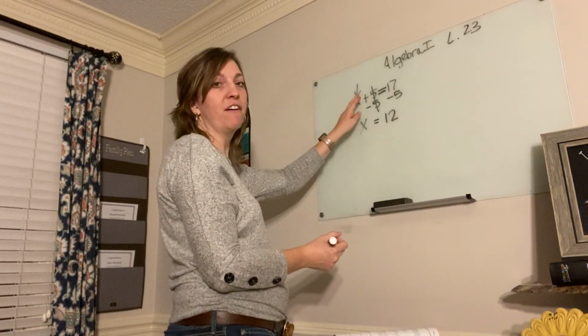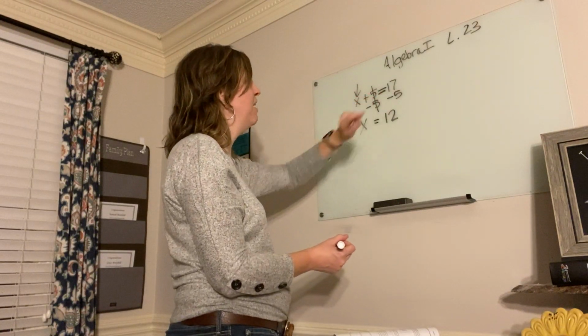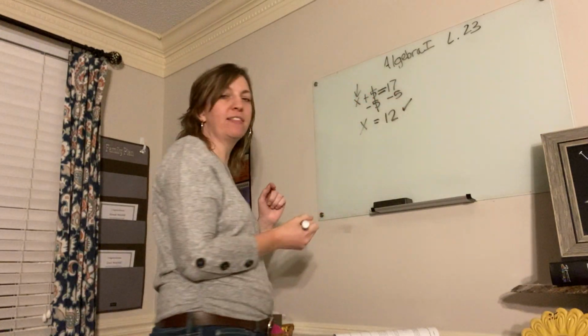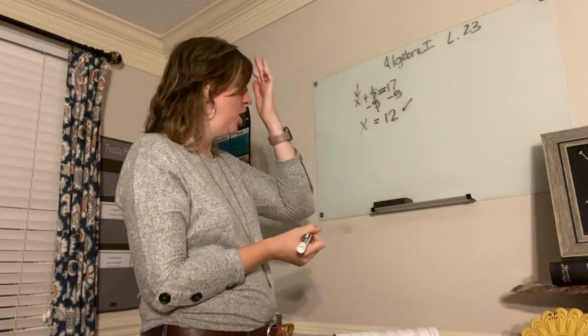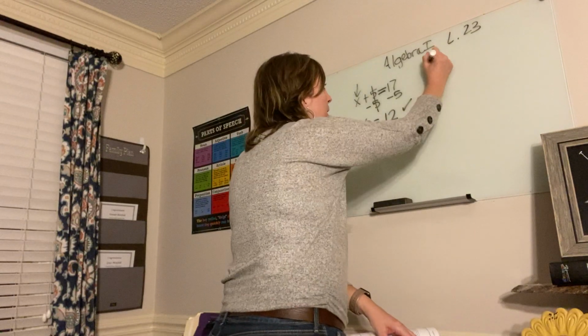Now let's verify that. Let's see if it satisfies the solution. 12 plus 5 is 17. I'm going to put a check there because I verified it and I know it satisfies it. It is a solution. Now let's look at letter B.